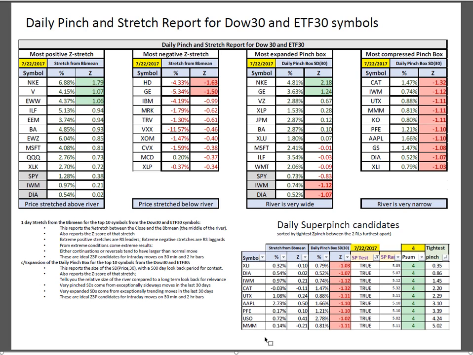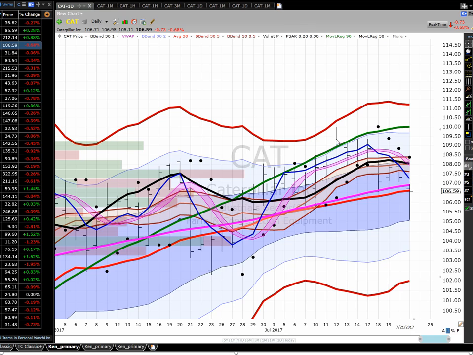So these become very useful candidates for trading. We'll take a look at IWM and Caterpillar just as examples. So here's Caterpillar. The width of the river is narrow. The prices RL10, 30, 90, and 270 are all relatively tightly pinched, and you can see they're well within the Z3, and the difference between them is relatively small.